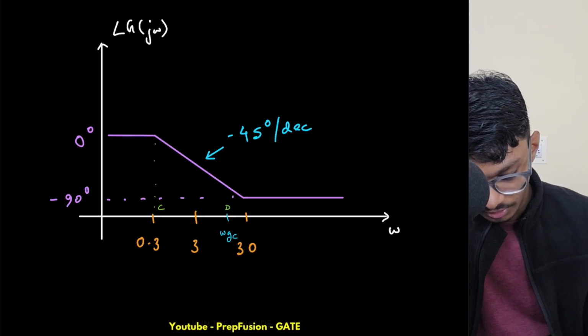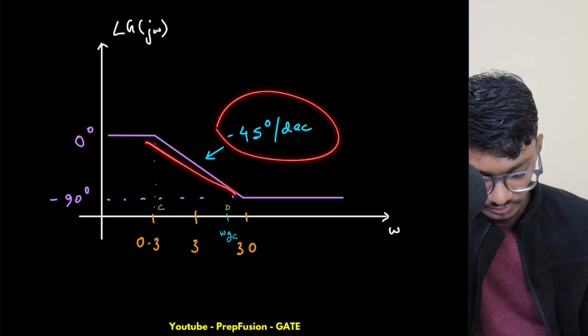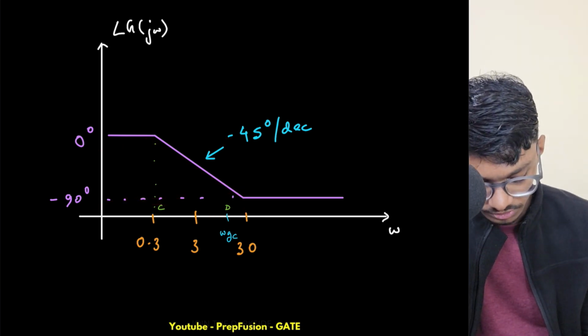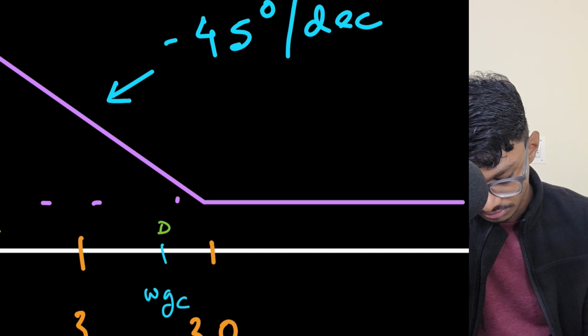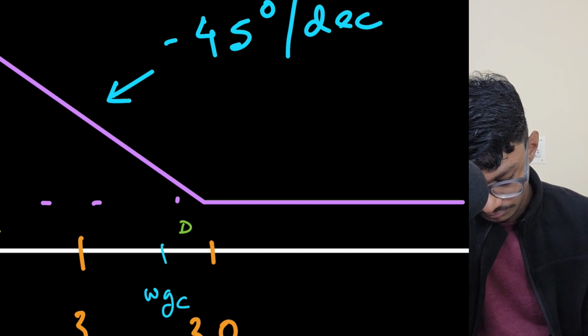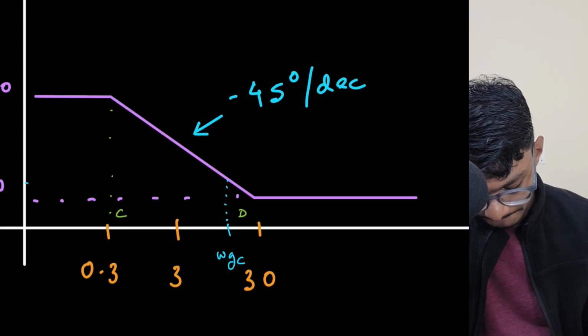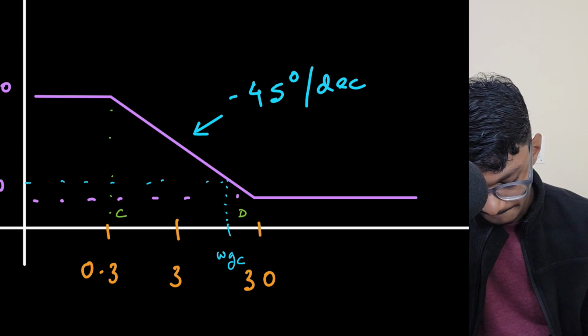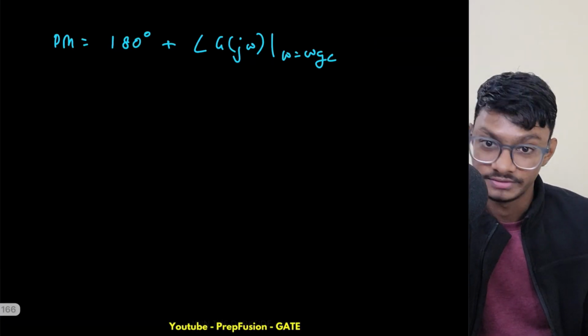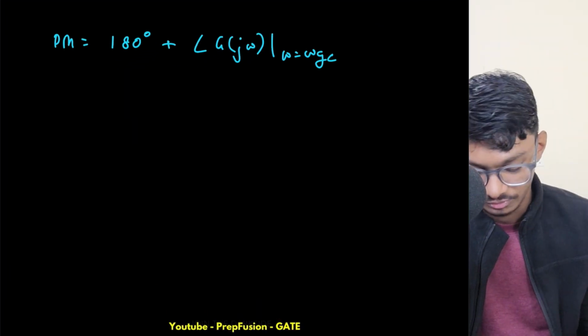Okay, so I know the slope in this region is minus 45 degree per decade and the angle is 0, and I have to find this angle. We don't know this angle, so this is t. We have to find out this angle. So how to find out this angle? I'm just solving some question. This is also a very good question.